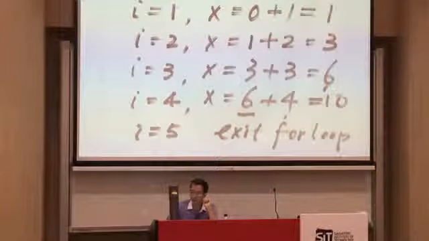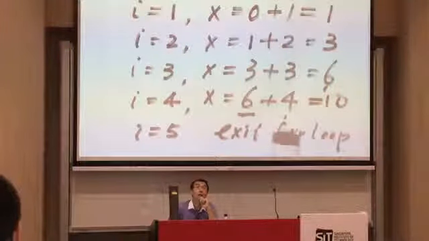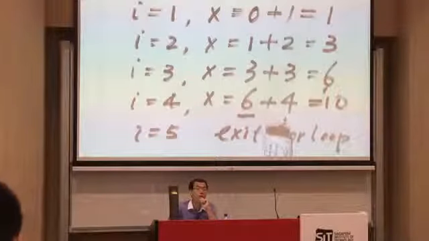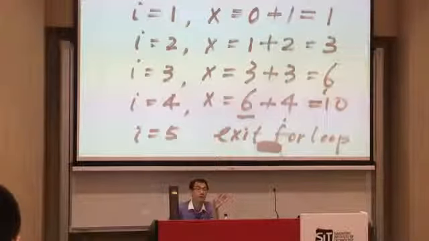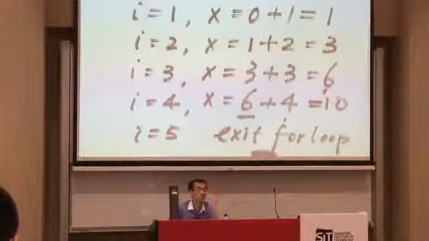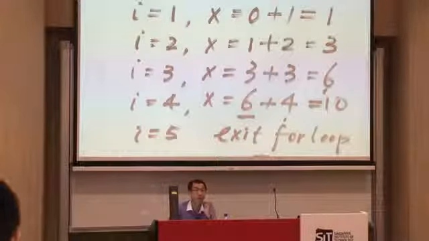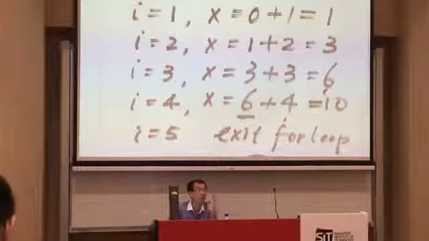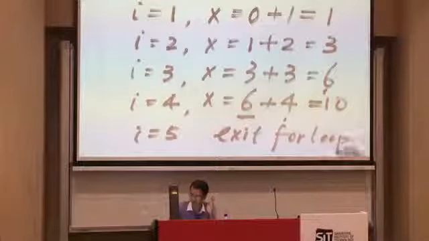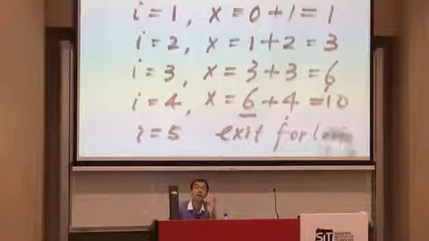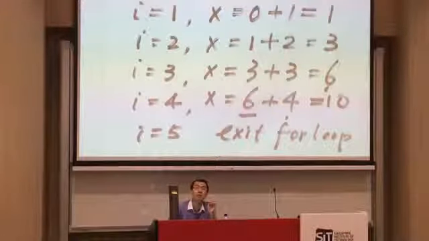Yeah. So you see what this for loop does basically is a summation, right? 1 plus 2 plus 3 plus 4, up to 4. 1 plus 2 plus 3 plus 4, right? Equals 10. Right.